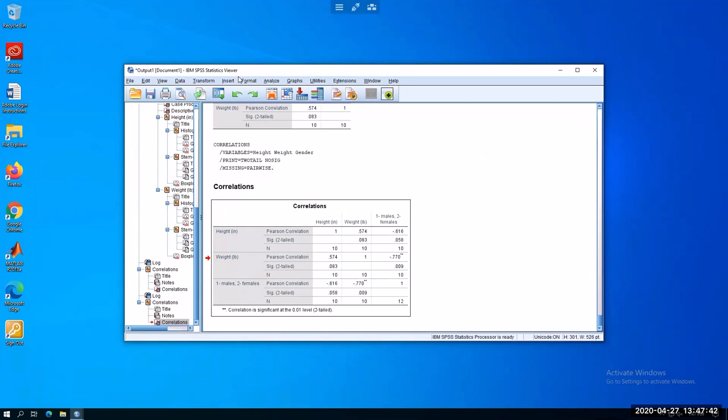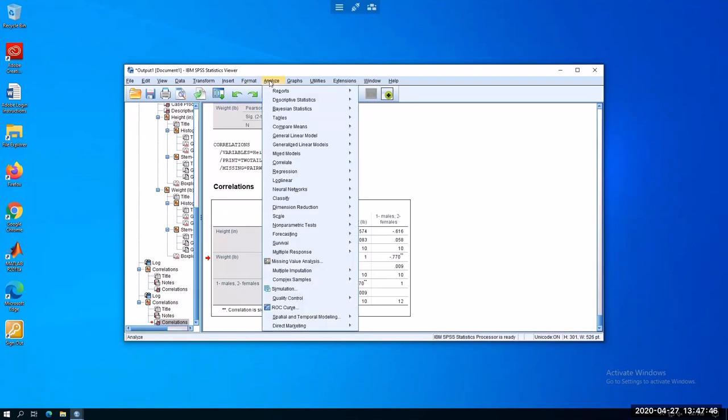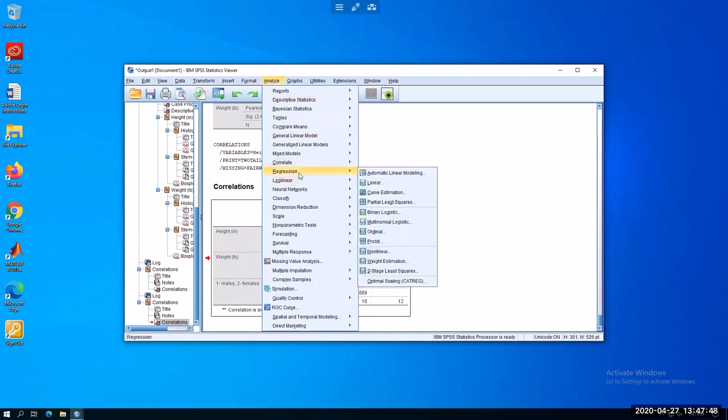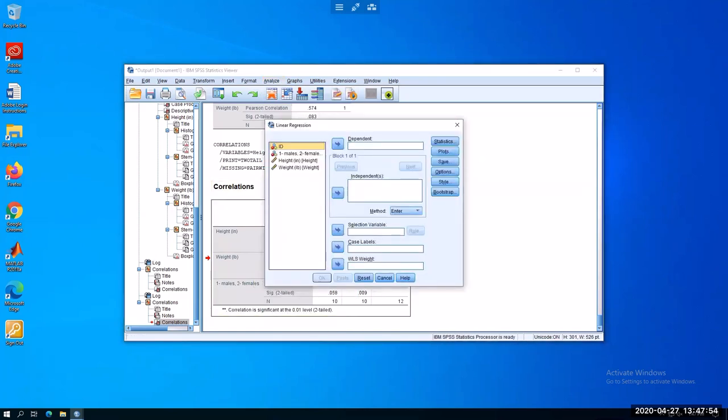Now let's try regression. We'll go to analyze, regression, then linear. Just change this.